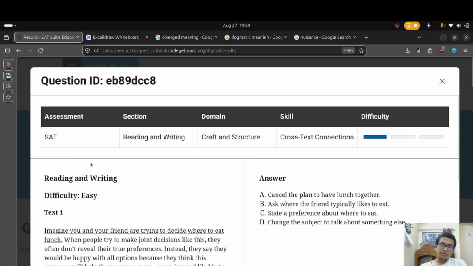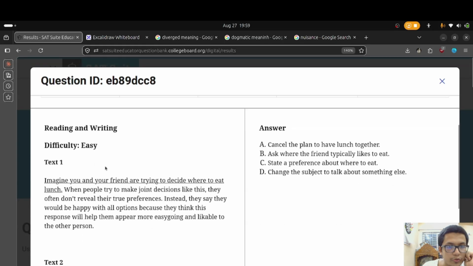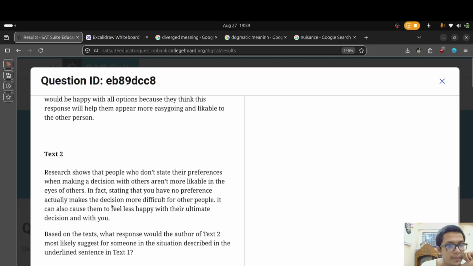So now comes the cross-check, the most important thing. In the cross-text questions, you will see: imagine you and your friend are trying to decide where to eat lunch. Based on the text, at first we read the question.